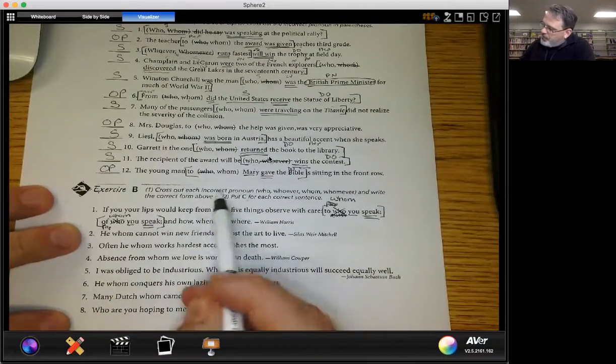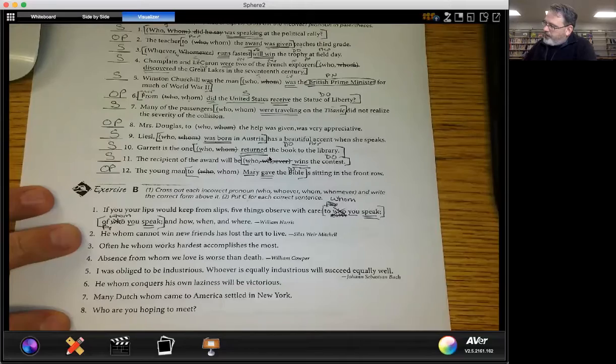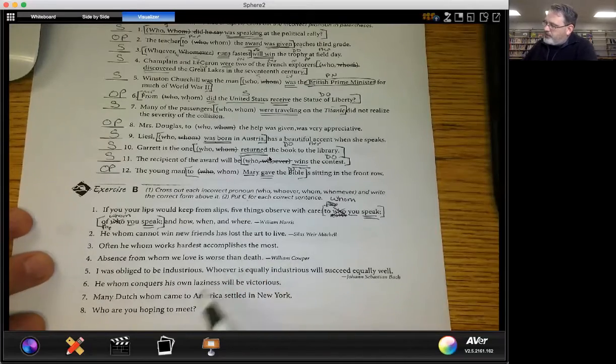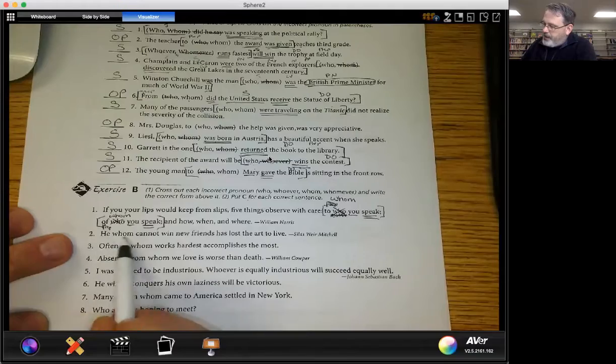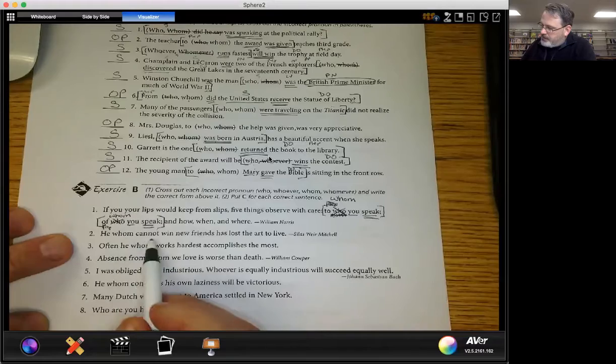Exercise B, we've already done the first one. We're supposed to cross out each incorrect pronoun and write the correct form above it, and then put C for each correct sentence. All right, so let's look at number 2. He whom cannot win new friends has lost the art to live. Well, first we have to determine how it's being used in the sentence.